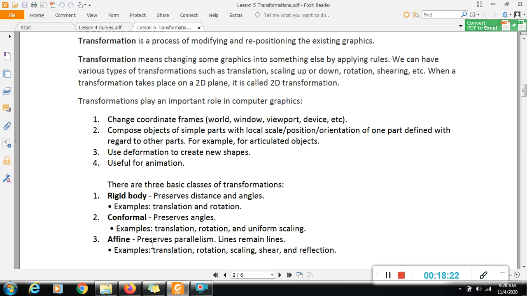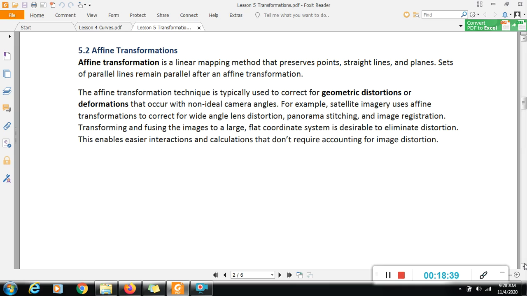We have affine transformation, which preserves parallelism. In other words, lines remain lines, and if they are parallel, independent of their transformation, they remain parallel to each other. We have translation, rotation, scaling, shear, and reflection. These are critical. They're important. All these are important for computer graphics.